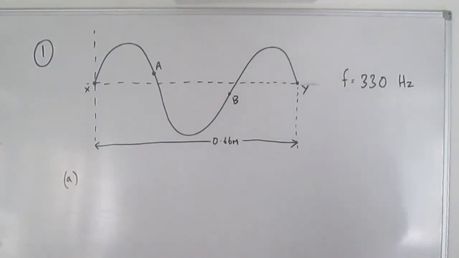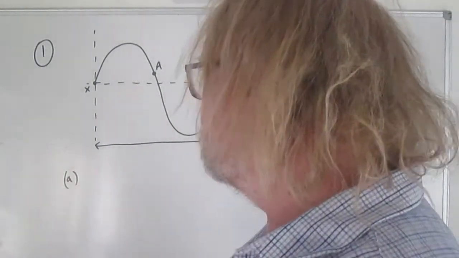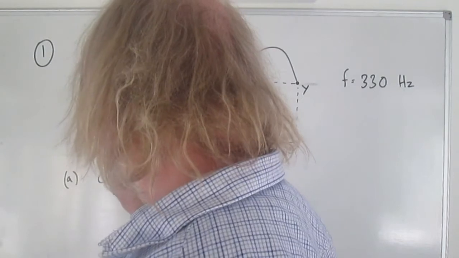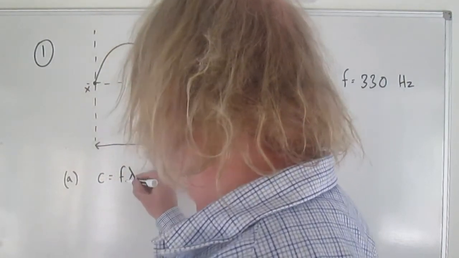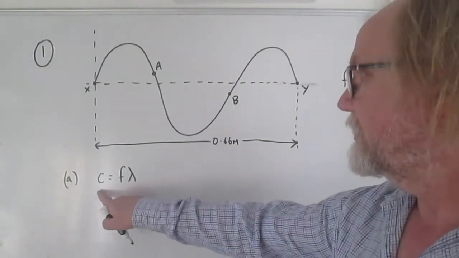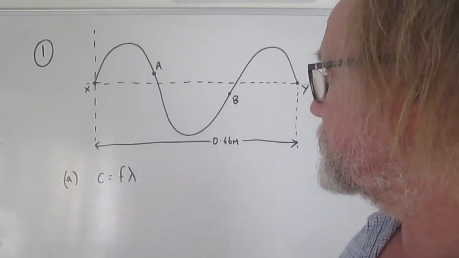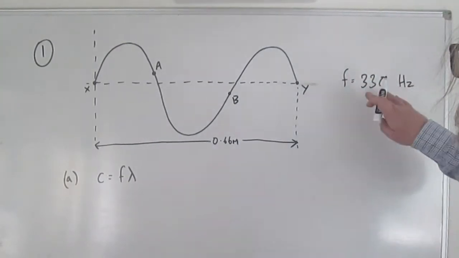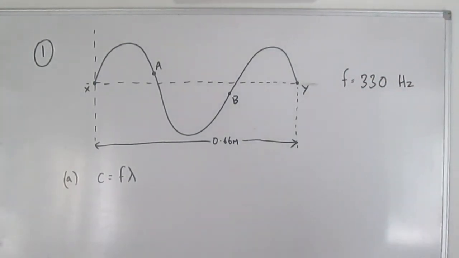Okay, so part A asks us about the speed of this wave that's travelling along a guitar string. Whenever you have questions about the speed of a wave, the key relationship is c = fλ, whether it's a light wave or any other kind of wave, where c is the speed of the wave, f is the frequency, and lambda is the wavelength. We've got the frequency in the question, so we've got to find the wavelength.